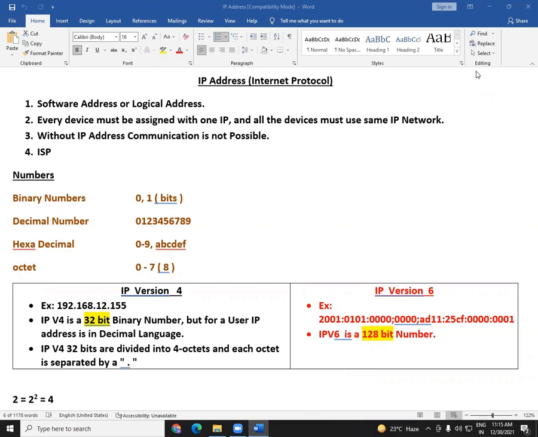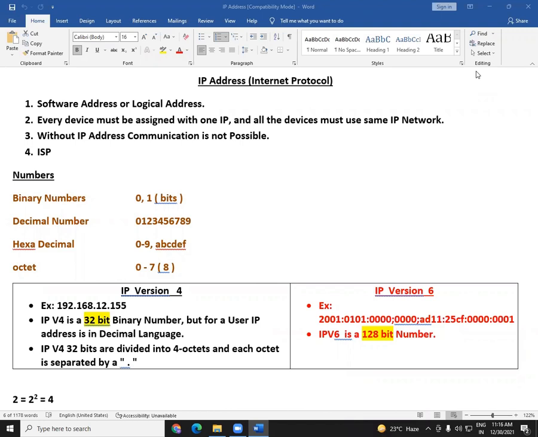Now see, whenever you are accessing google.com, first of all, your machine has an IP address. Your machine can be a laptop, or a mobile phone, or maybe a desktop machine, whatever. Your machine has an IP address. And the second thing is you are connected to the Google server. That Google server also has an IP address. Got it? Your machine has an IP. Google also has an IP.